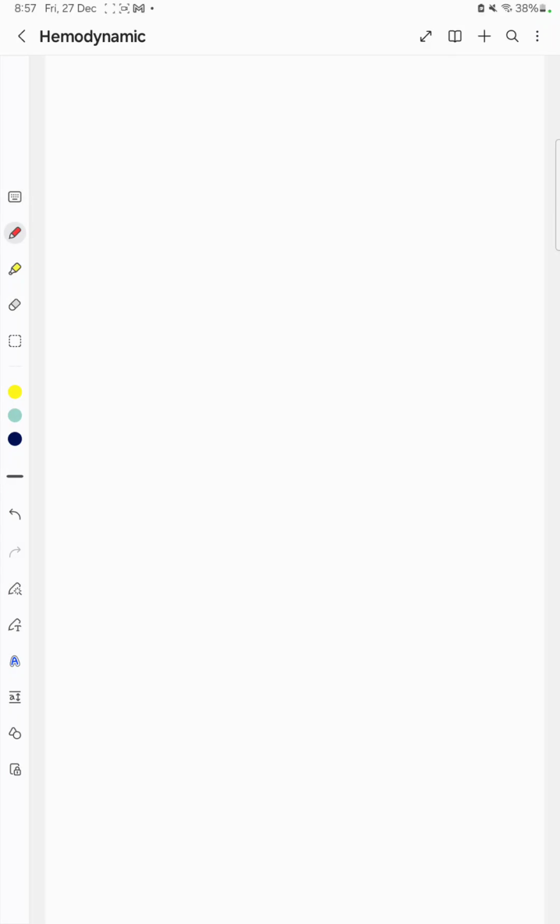Hello everyone. Today we are going to discuss the coagulation pathway, activation of the coagulation pathway, various steps involved in coagulation pathway activation, and different clotting factors. So there are two pathways, extrinsic and intrinsic.